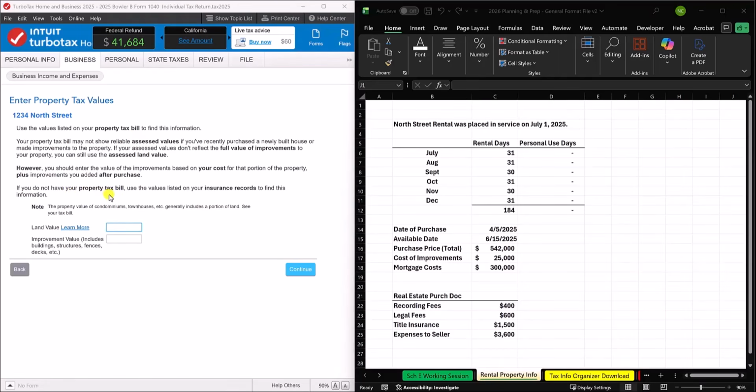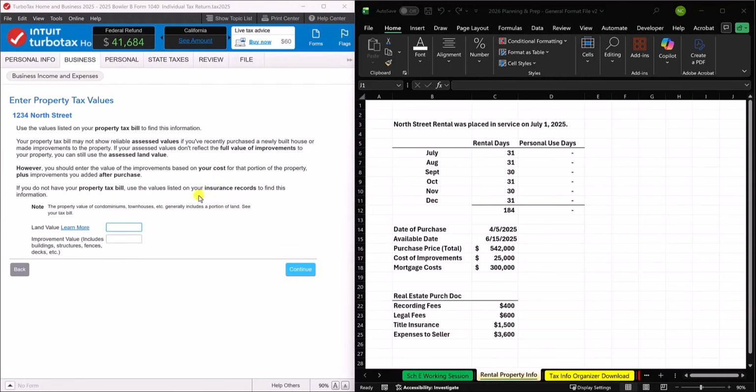Another possibility, if you don't have a property tax bill or if the property tax bill doesn't show the breakout, is to use values listed on your insurance records. But again, that would require the insurance records to show some sort of value breakout between the land and everything else. If you don't have that information in any of these places, then industry practice is going to be to allocate 20% of the purchase price to the land.